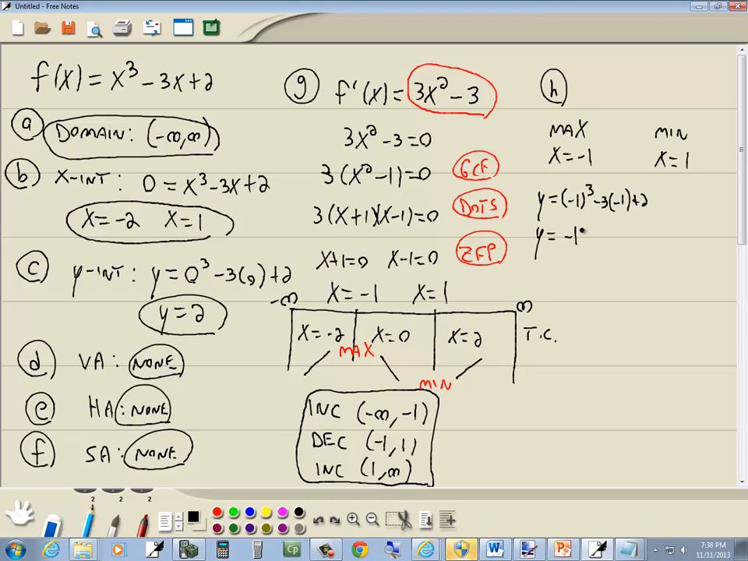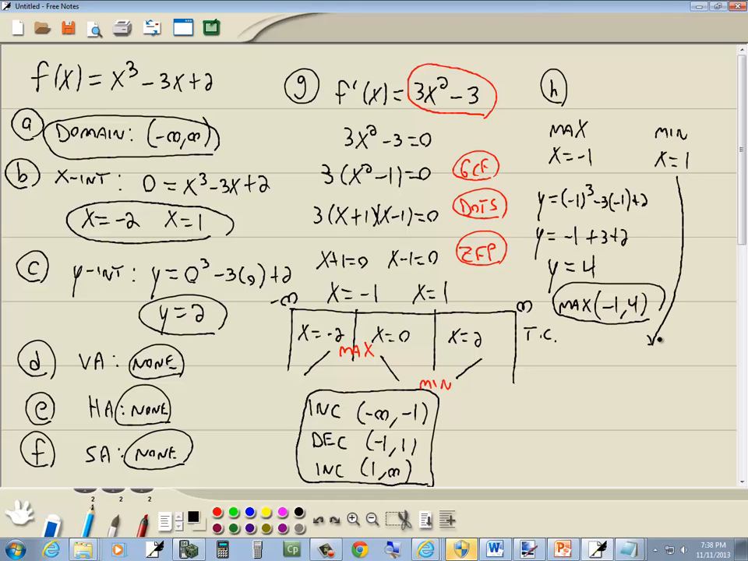Negative 1 to the third is negative 1. Negative 3 times negative 1 is a positive 3, plus 2. Negative 1 plus 3 is 2. 2 plus 2 is 4. So we're going to have a max at negative 1, 4.